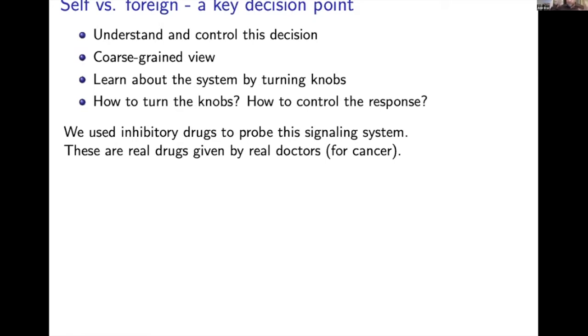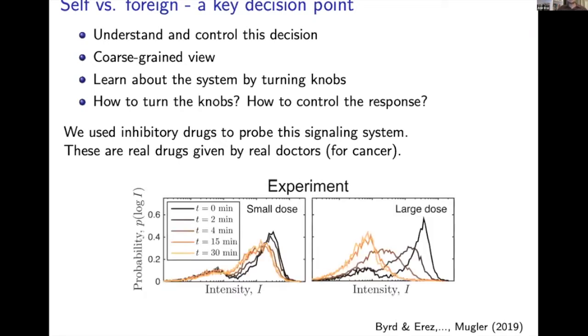So to do that, we used inhibitory drugs. And these are real drugs given by real doctors, usually for cancer. And here's an example of the data that we got. So we prepare at time 0 the cells in an active state, and this is this black curve here. This is a probability distribution of the log of the number of molecules. Here, the readout molecule, the so-called X molecule.